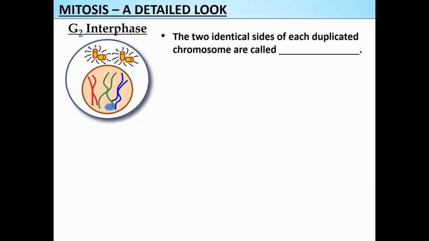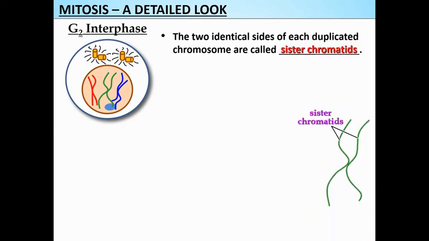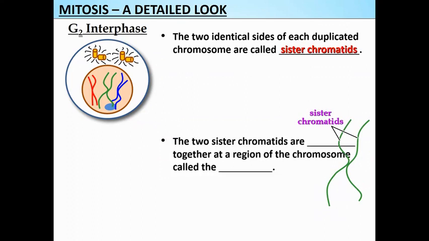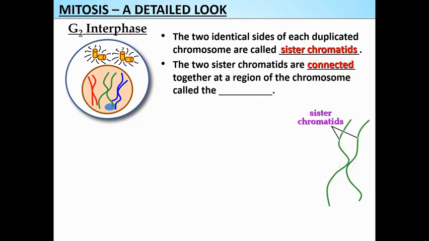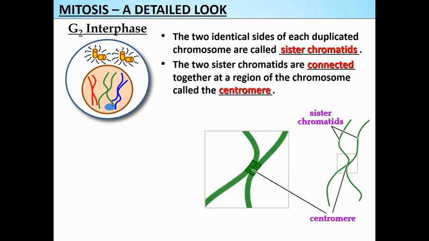Again, the interphase, remember that's the longest time of the cell. The two identical sides of each duplicated chromosome are called sister chromatids. So here they are. And they are connected together at a region of the chromosome called the centromere. And you can see that there's a connection right here. They stay connected at the beginning.